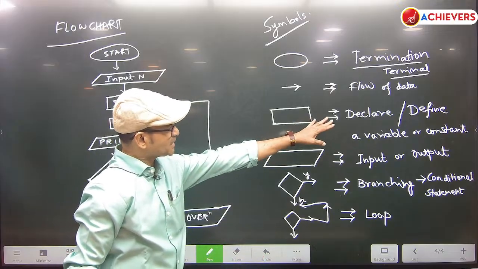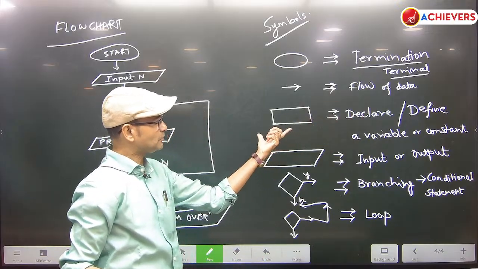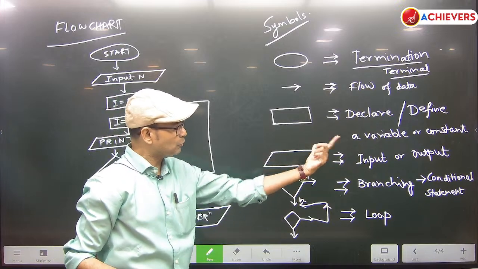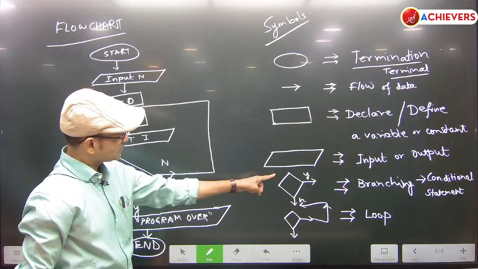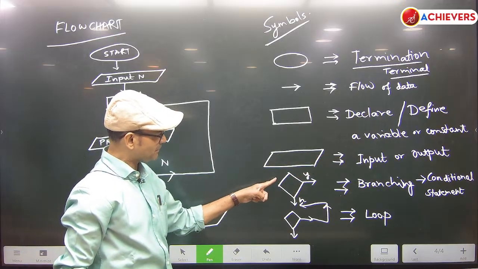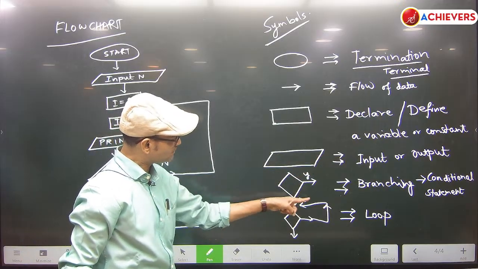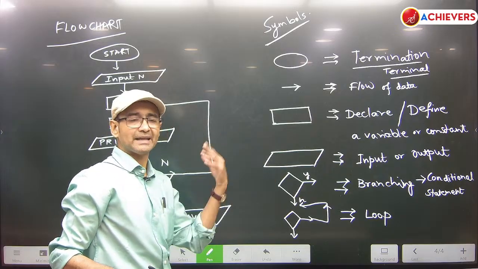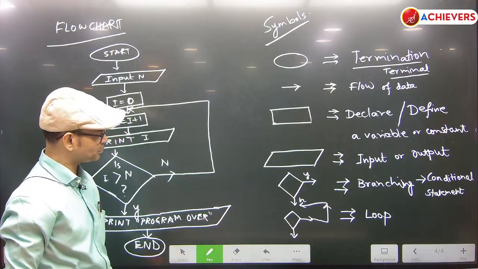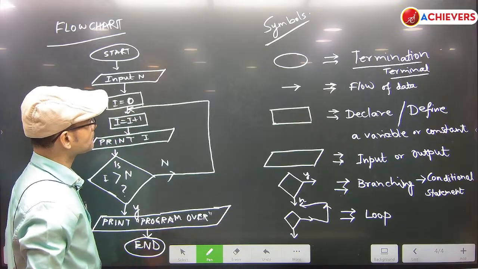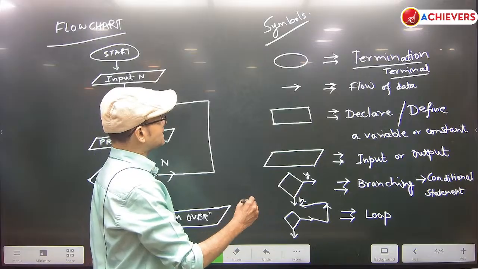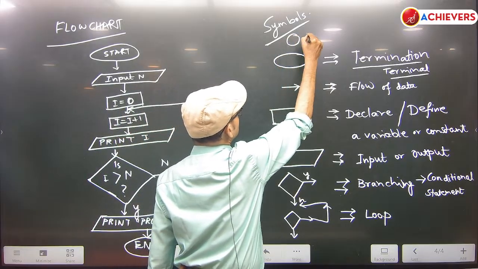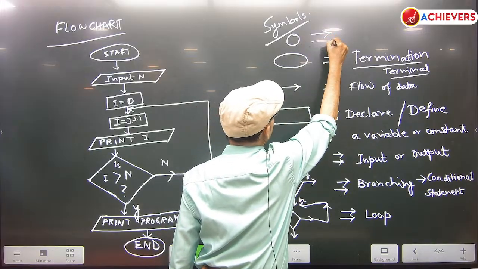This is declaration or definition of a particular variable or a constant. Oblique rectangle is the input or output. This is the branching or conditional statement, and this is the loop moving back to a particular step. We are continuing with that until and unless we exit from the loop. Other than this, a circle is the connector. This is the connector.